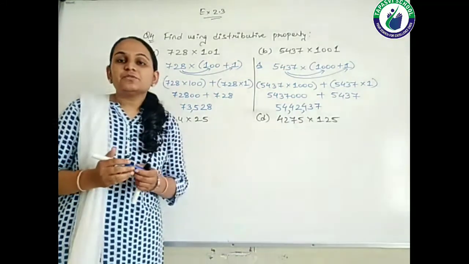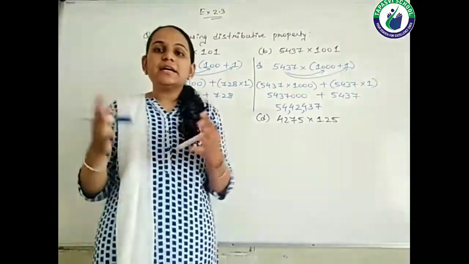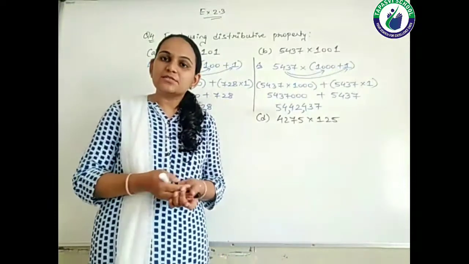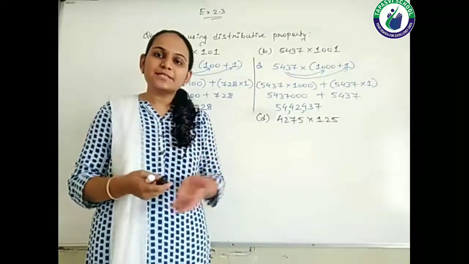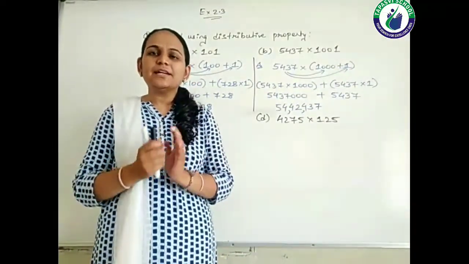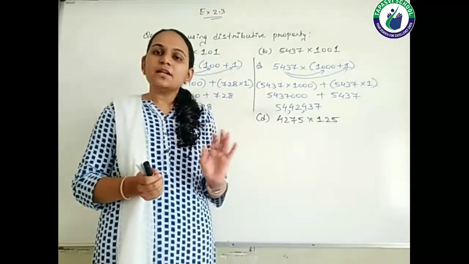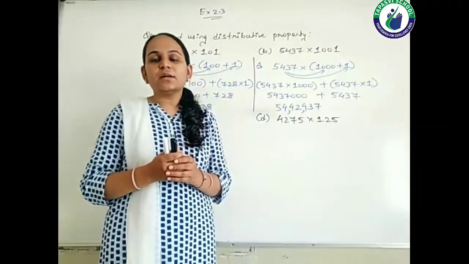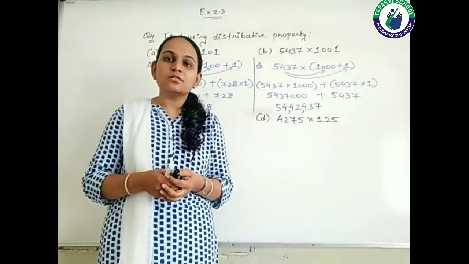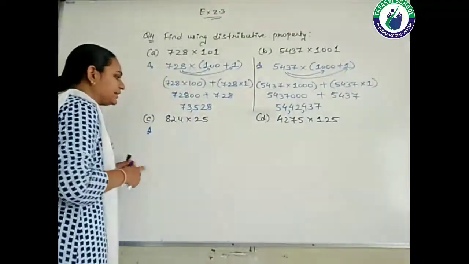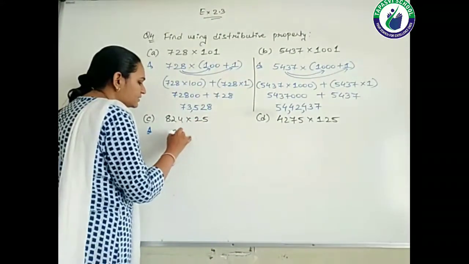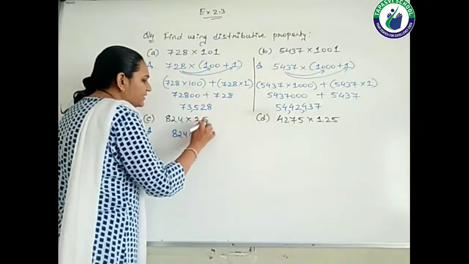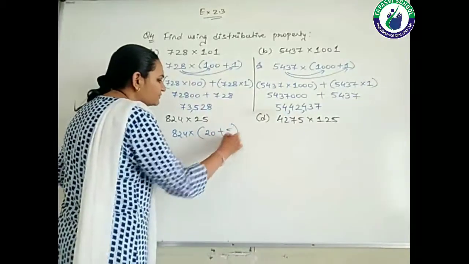Now we are going to move to the C question, that is 824 into 25. Now see, students, 25 you can write as a combination of 20 plus 5, right? You can write as 15 plus 10 also. Both are acceptable. Try to choose the numbers in such a manner where your multiplication gets reduced. Use those numbers where you have to do less multiplication.